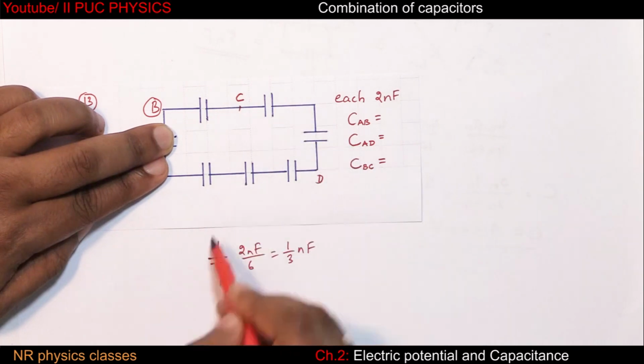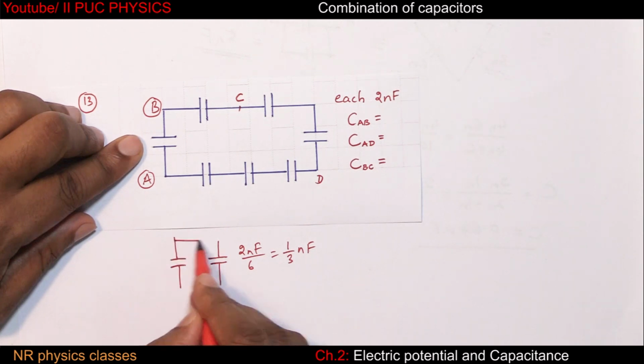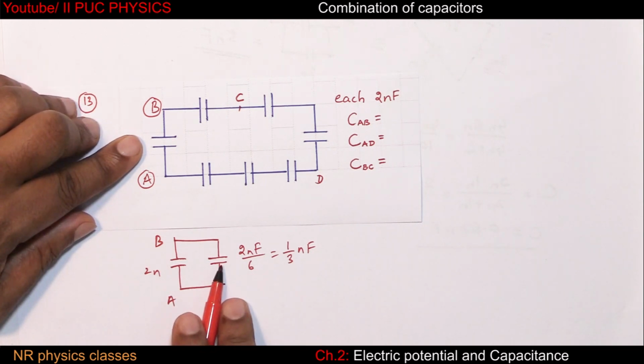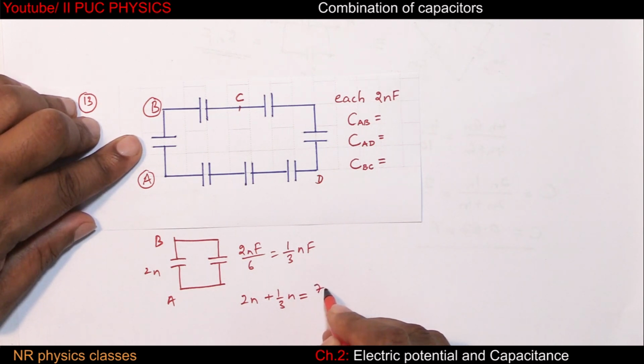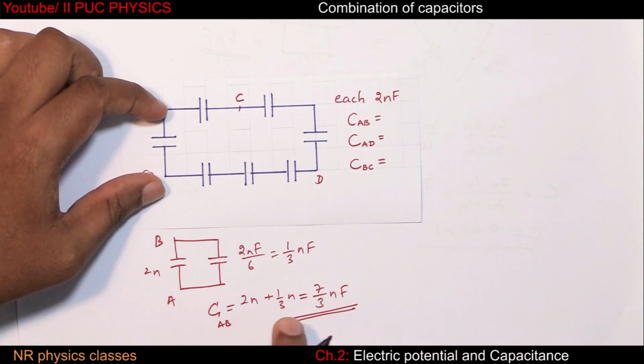So this is this capacitor. First capacitor is here. This is A, this is B. This is also 2 nano. Observe 1 by 3 and 2, these two are in parallel. These two are in parallel means 2 nano plus 1 by 3 nano equal to 7 by 3 nanofarad. This is CAB. Between AB, this is the answer.